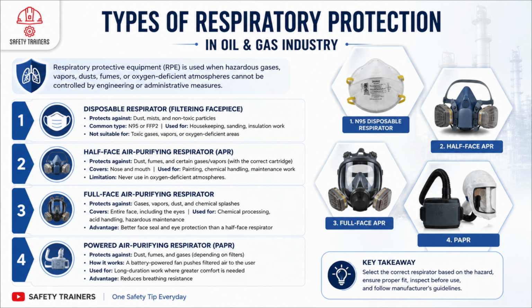The fourth respirator which we are going to discuss is the powered air purifying respirator. Unlike a normal respirator, it has a battery-powered blower that pulls air through the filters and supplies clean air to the user. The main benefits include easier breathing, reduced fatigue, and better comfort, and it is suitable for long-duration work. It is commonly used in chemical plants, maintenance activity, and painting operations. Remember one thing, it is still dependent upon filters; it does not produce oxygen.